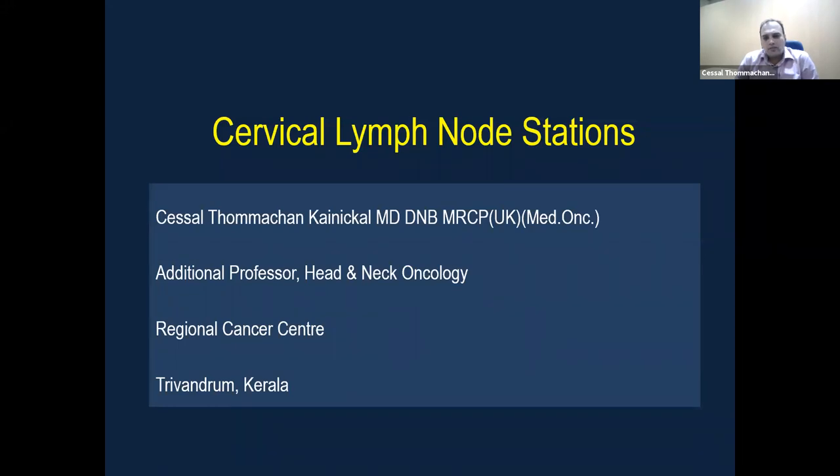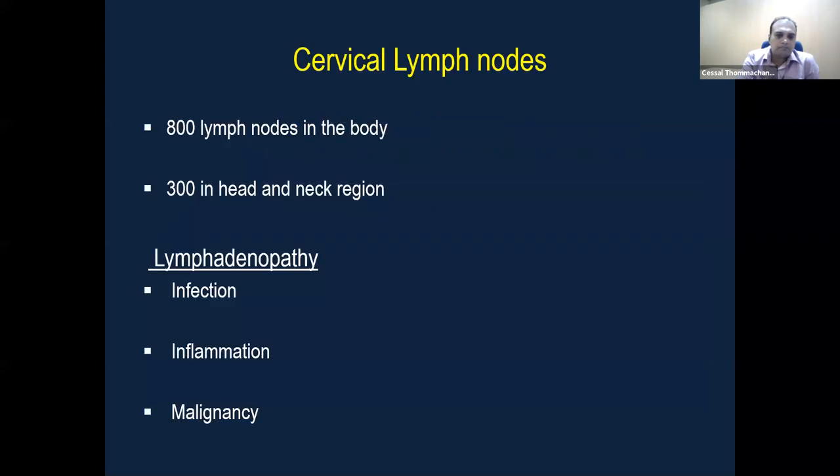So in the next 45 minutes to 1 hour, we will discuss the various cervical lymph node stations, their clinical importance, radiological boundaries, and how we need to incorporate this into our daily clinical practice. We all know that one third of the lymph nodes in our body are in the head and neck region. Lymphadenopathy can be due to infection, inflammation, or malignancy. So we will discuss only the malignant part.